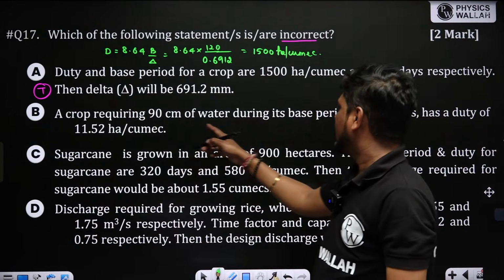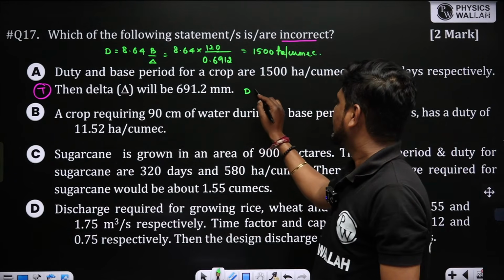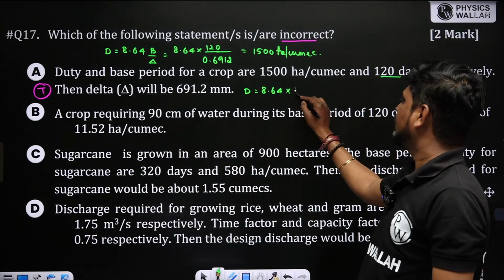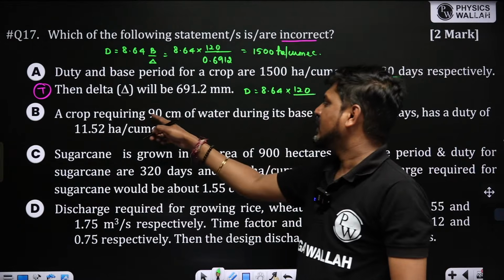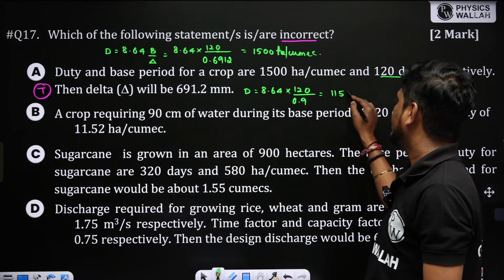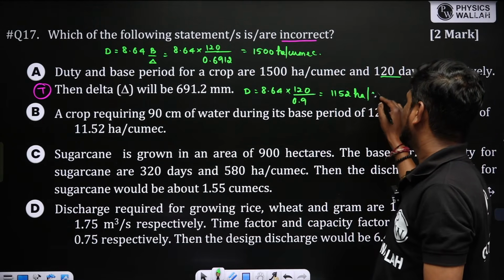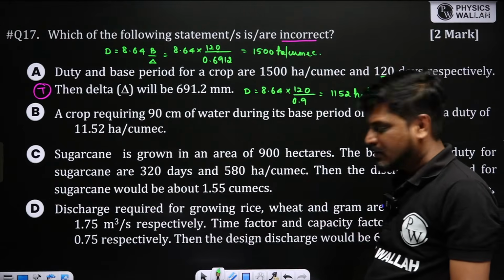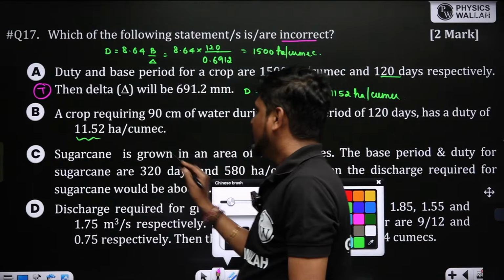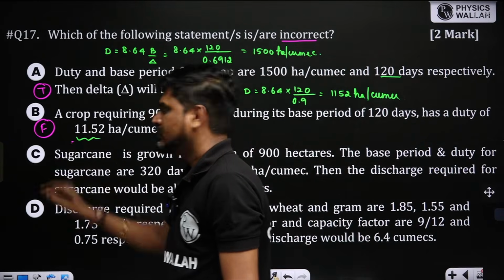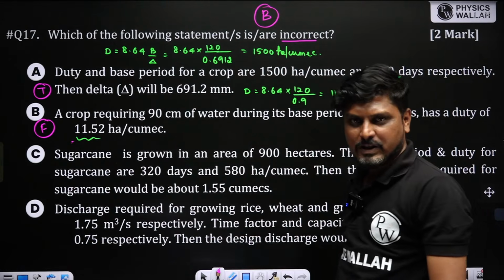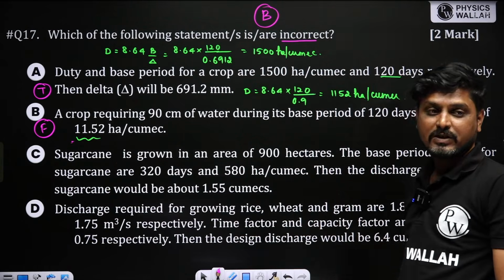Next, a crop requiring, check this, duty D is equal to 8.64 into B. B is 120 divided by delta 90. 90 means 0.9 meter. So 1152 hectare per cumec you will get. But he has mentioned here 11.52. This is a false statement. So B is one of the answers for this question.